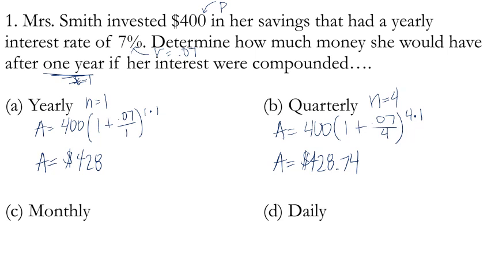How about monthly? Go ahead and try monthly and daily. Go ahead and press pause. Monthly, you would have 12 months. Daily, we're going to assume that this is not a leap year, so we're going to go with 365. Give that a try, press pause, and then come back to check your answers.